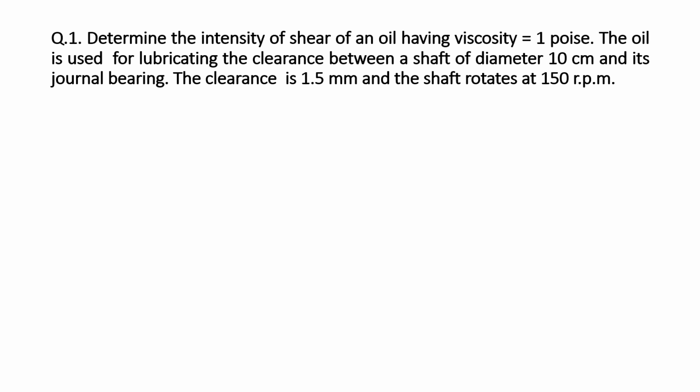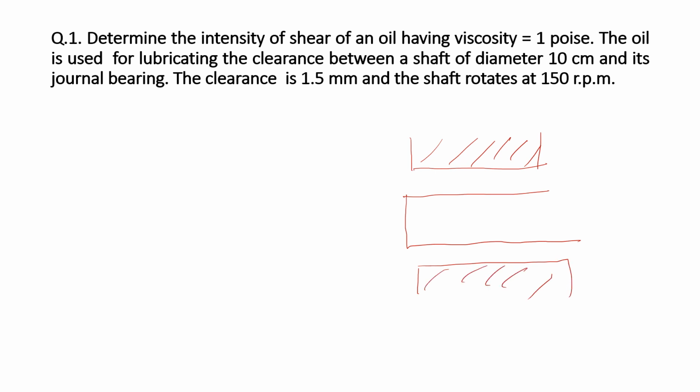Before reading this problem, let's first understand what it is about. The question mentions a journal bearing, so let's first understand that. We have a shaft and a bearing. In a journal bearing, this is generally the bearing, and a shaft rotates inside it. This is our shaft which is rotating, and there is a clearance between the shaft and this bearing. It is filled with an oil having some viscosity.